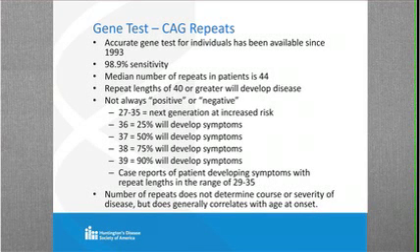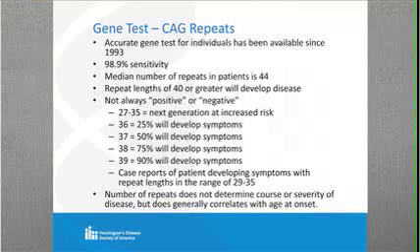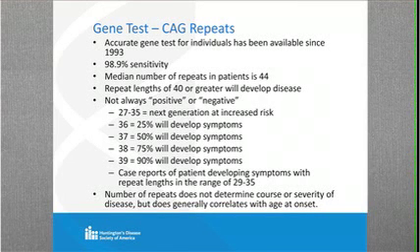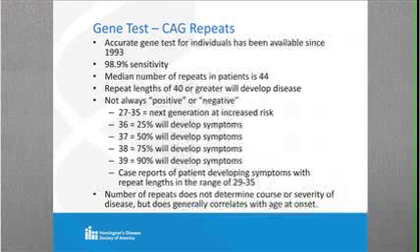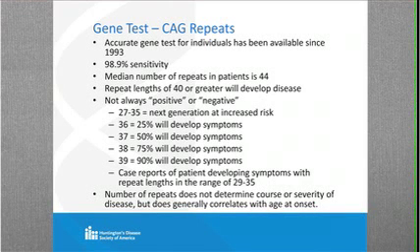It's not always just a positive or negative. And these are some of the numbers that are published through the American College of Genetics. In the 27 to 35 range, the next generation is at increased risk for developing the disease, particularly from the paternal side. If you have 36, about 25% of people will develop symptoms depending on how long they live.